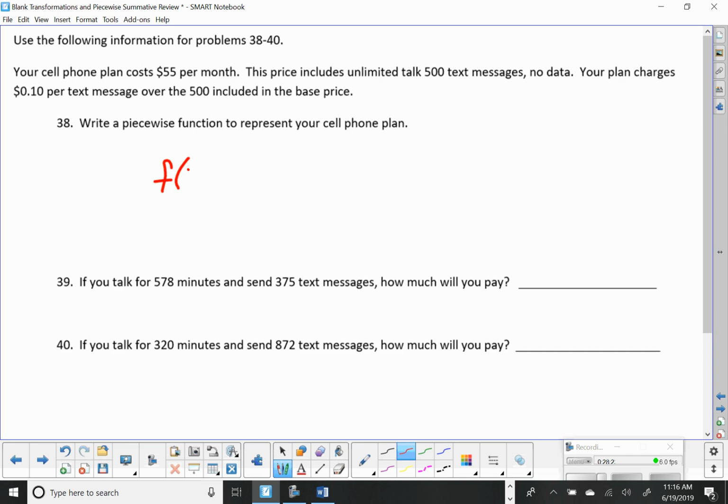We'll call it our f of x. And you have two different things. You could not go over 500 text messages, right? In which case, you will pay a flat rate of 55. And x, by the way, is the number of text messages. So 0 less than or equal to x less than or equal to 500. So as long as you have no text messages up to 500 text messages, your plan is $55 a month.